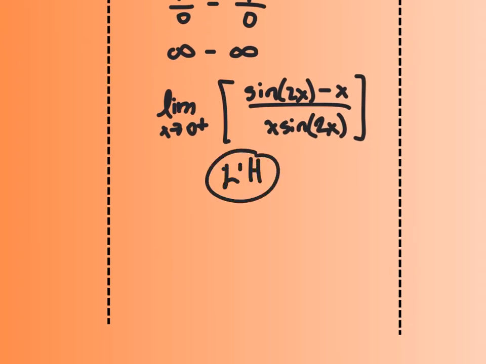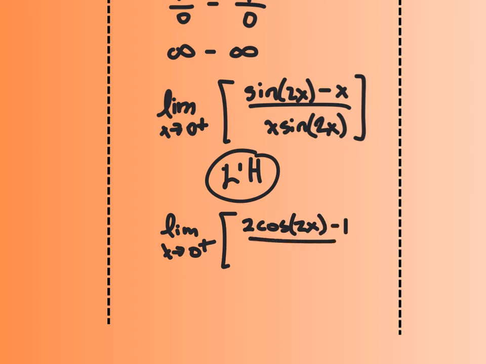If I do L'Hopital's Rule, it looks like I would get the limit as x goes to 0 from the right of 2 cosine of 2x minus 1 over, product rule, okay, so that'd be sine 2x times the derivative of x, which is 1, plus 2x cosine of 2x.